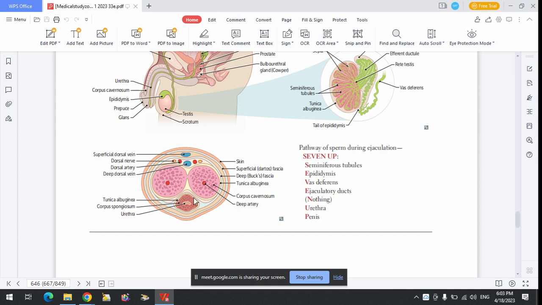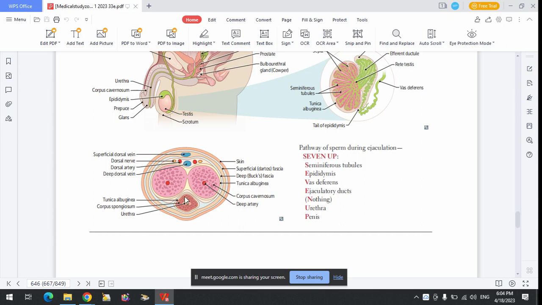So the corpus cavernosum is the one that gets erected during the process of erection, so that the penis can stay rigid. It contains deep arteries. So these are the deep arteries of the penis that become perfused with blood, so that you can have erection because of rigidity of the corpus cavernosum.